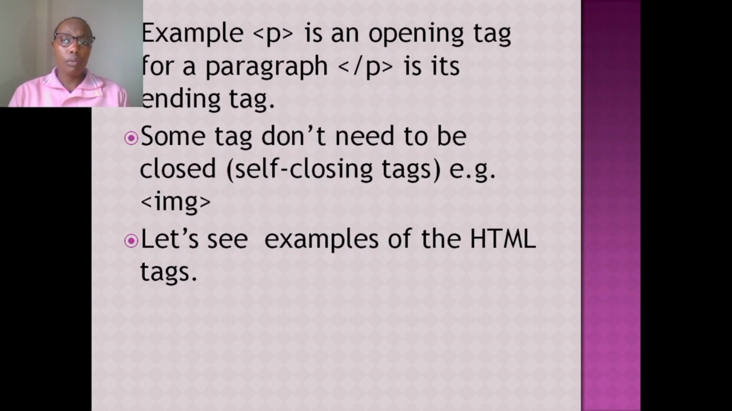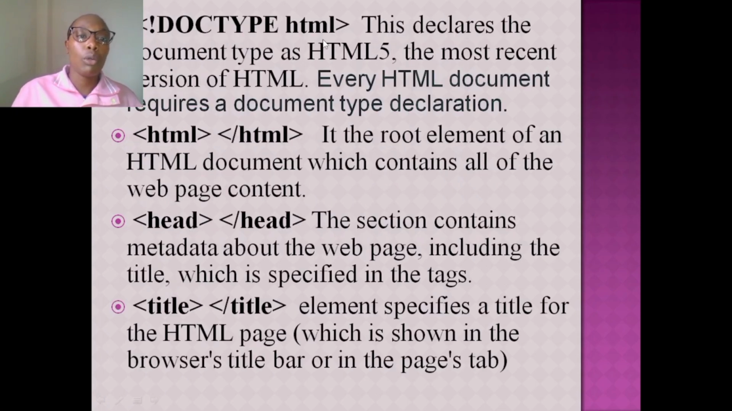An example, we have this tag. This is a P tag, meaning paragraph, that is then closed in brackets. This tag is an opening tag for a paragraph, and this tag with a forward slash is a closing, an ending tag. We're also going to note that some tags do not need to be closed because they are self-closing tags, e.g. we have the image, we have the break, and all that. So let us look at examples of these HTML tags. Here are some of these examples.